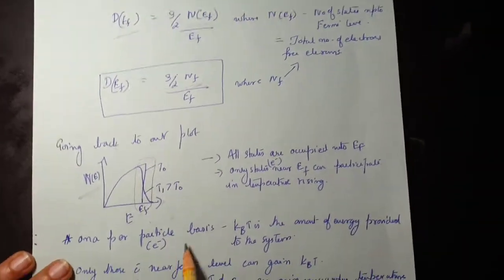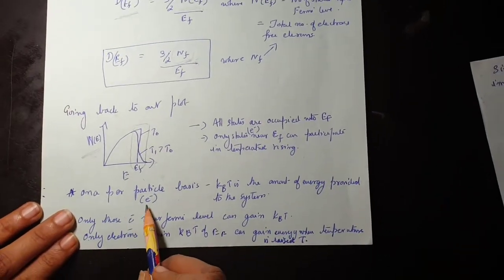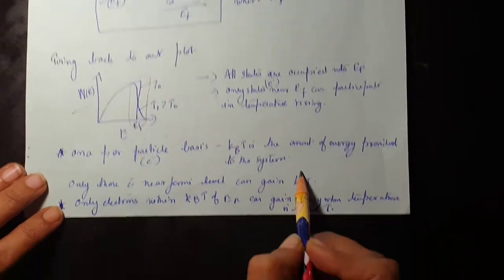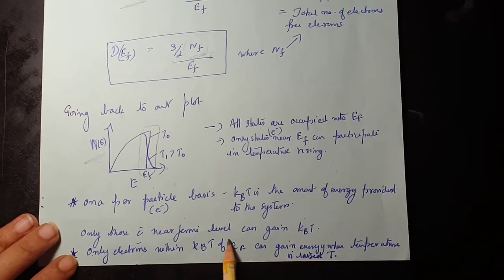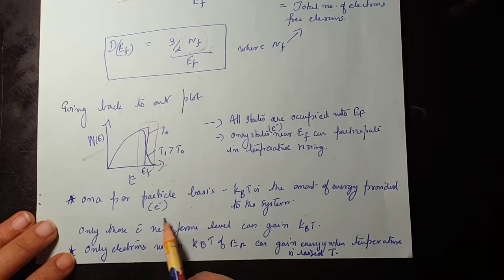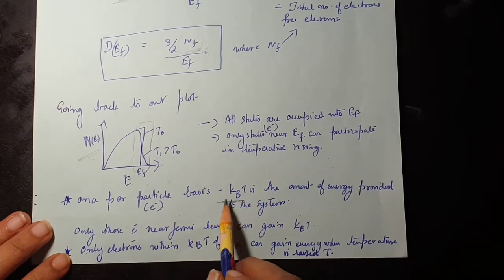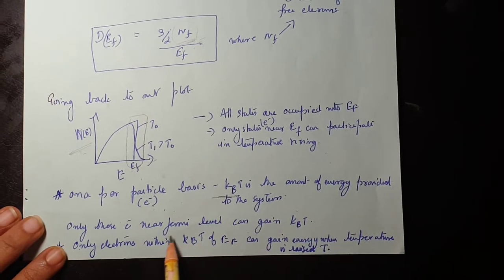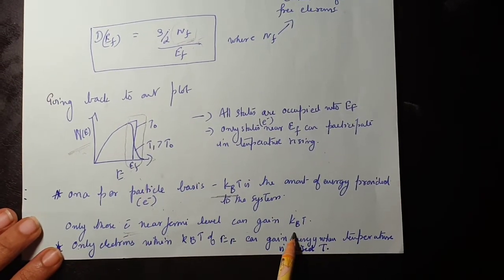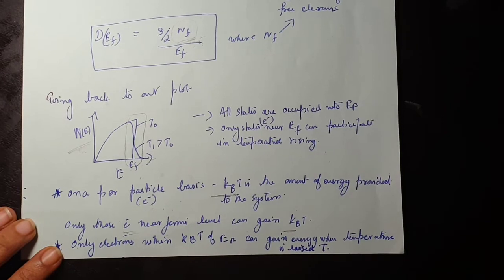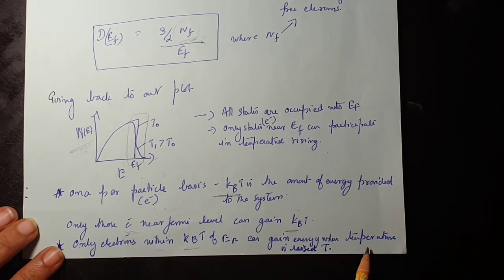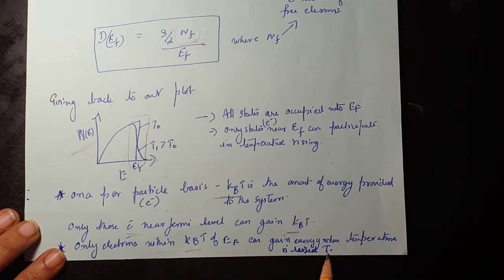So on a per particle basis, or per electron, kBT is the amount of energy that is provided to the system, and only those electrons near the Fermi level can gain that kBT. So this is the energy packet that is given to the electron, and only those electrons that are near the Fermi energy can gain this kBT. So only electrons within kBT of EF can gain energy when temperature is raised to the next temperature, that is T.